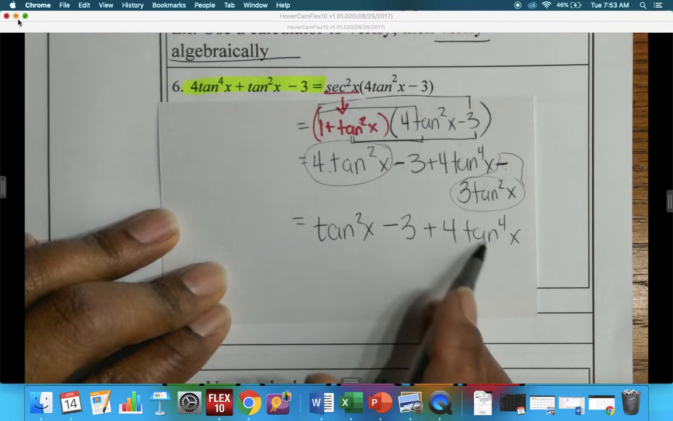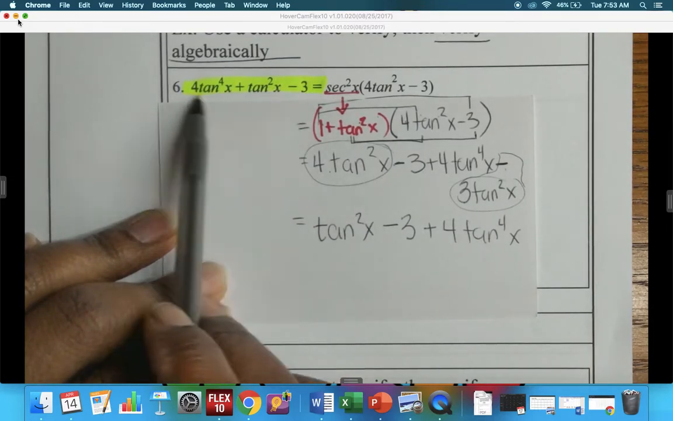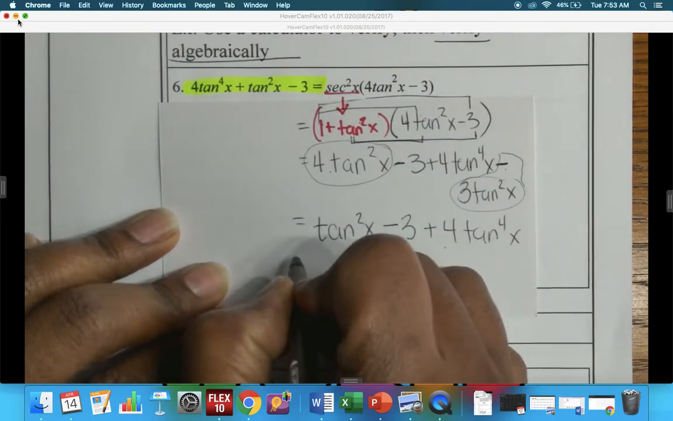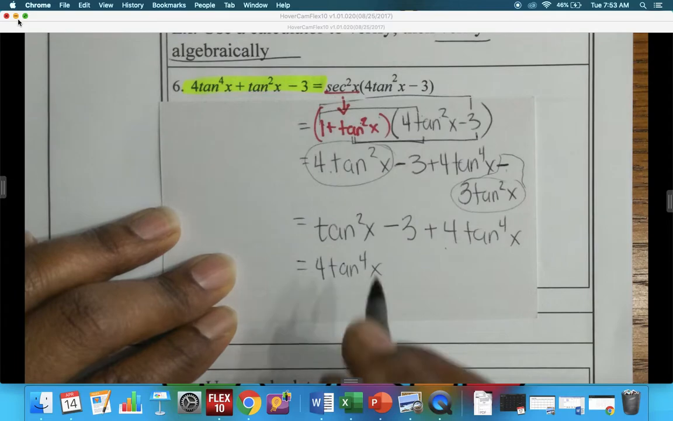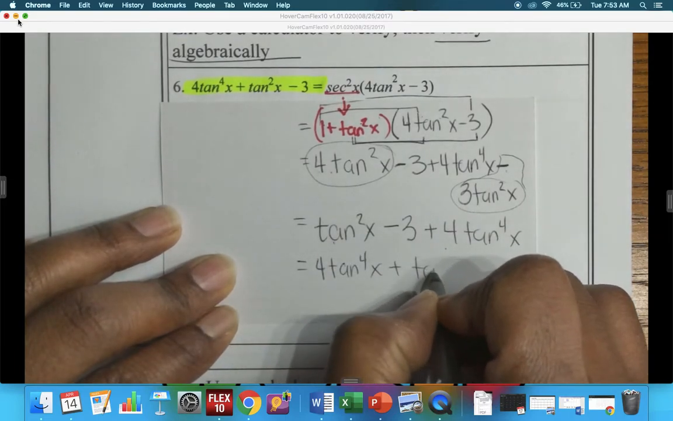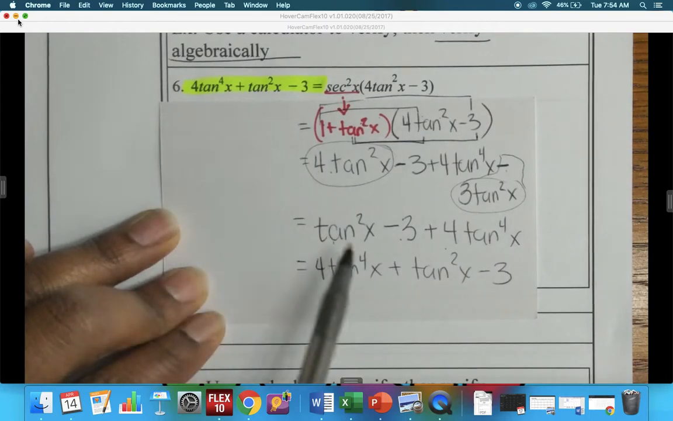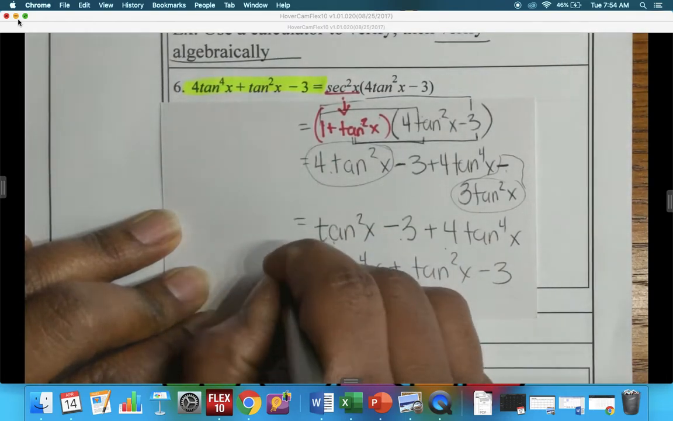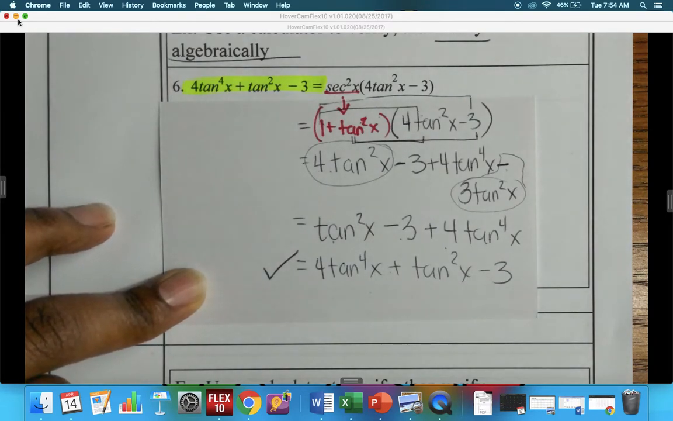All right, and of course this is not in ascending order or descending order. If I write everything in the right order, I'm going to have my 4 tan to the fourth x first, and then I'll put my plus tan squared, and then I'll put my minus 3, which then verifies that yes, the left and the right side are exactly the same. So we have shown that this identity is verified and true.